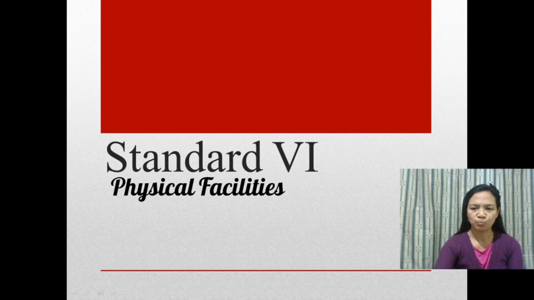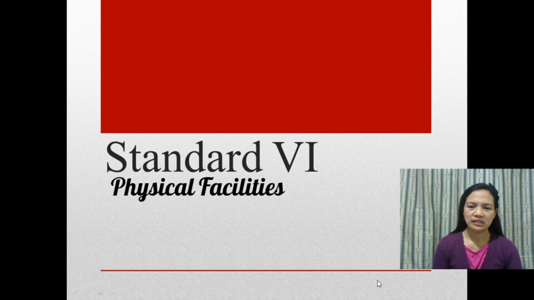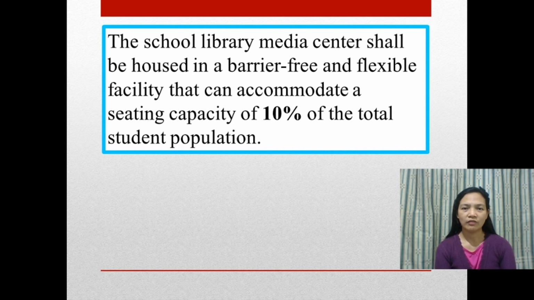Next, Standard 6. Physical facilities. The School Library Media Center shall be housed in a barrier-free and flexible facility that can accommodate a seating capacity of 10% of the total student population. For example, you have an enrollment of 500, so 10% of that is 50. So the library can accommodate 50 students. Okay?